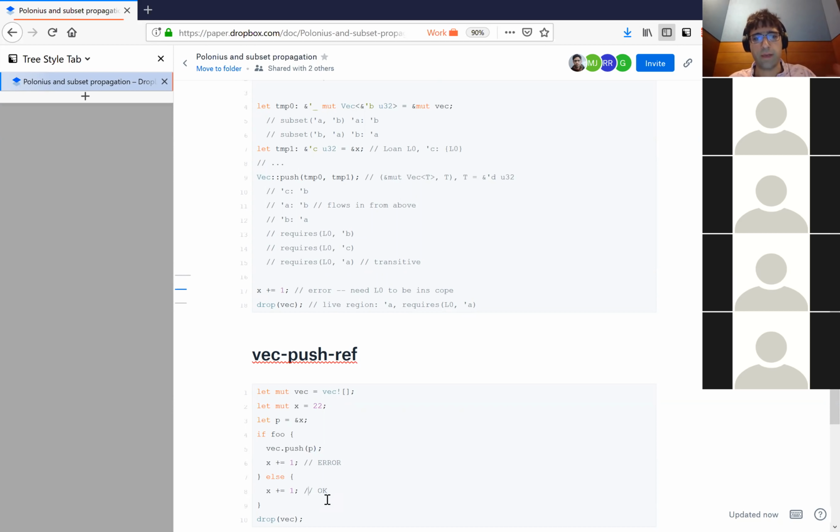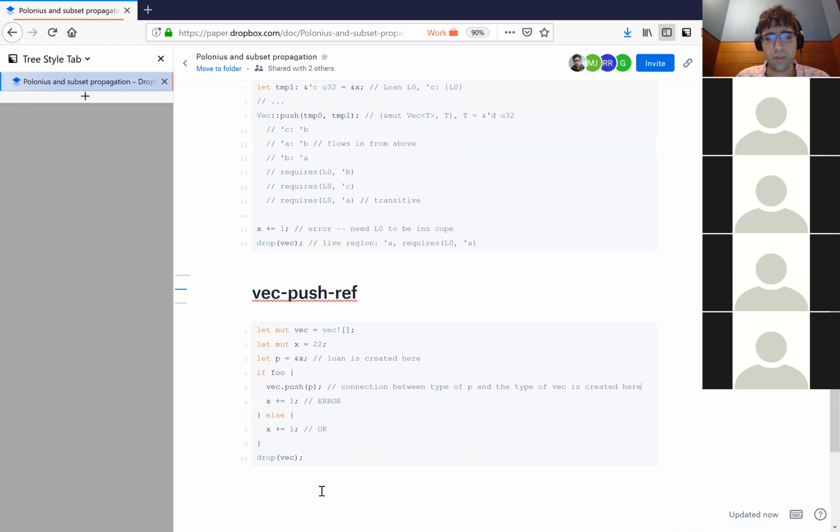And if you work out the way this relation thing works, we will know that basically because although the loan is created here, the connection between the type of P and the type of vec is created here. And so it just works out.